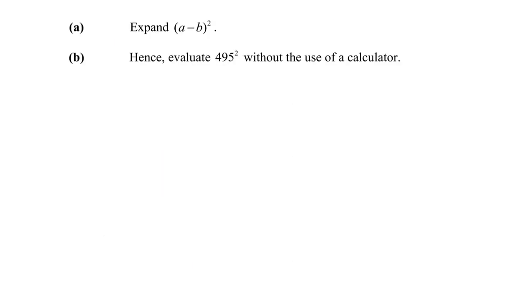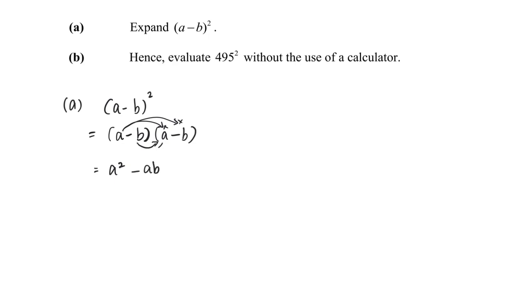Hello everyone, welcome to this question where we are required to expand (a minus b) square. Well, for those who forgot about the special product of this (a minus b) bracket square, you could do out the full working as such. Okay, a square, negative ab, negative ba and negative ab is the same, positive b square, so that you will get a square minus 2ab plus b square.